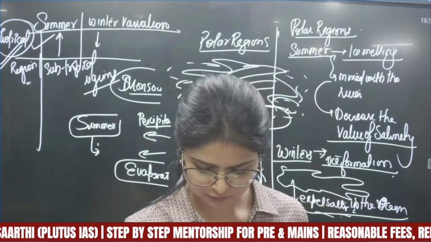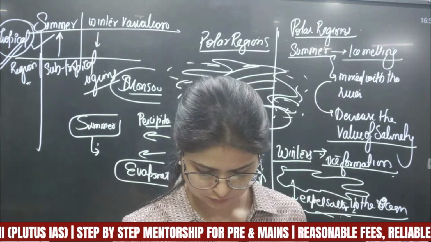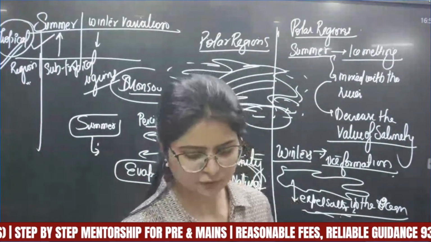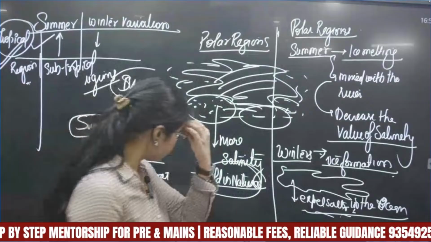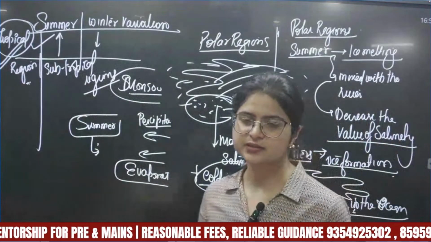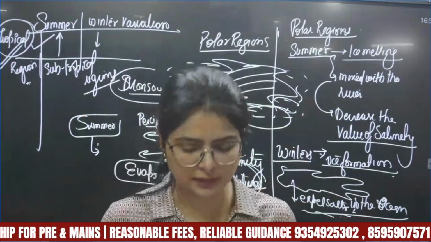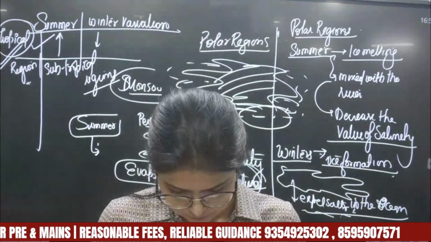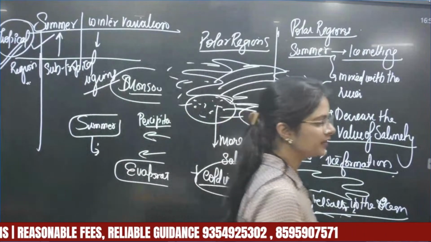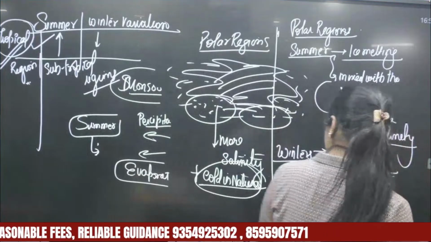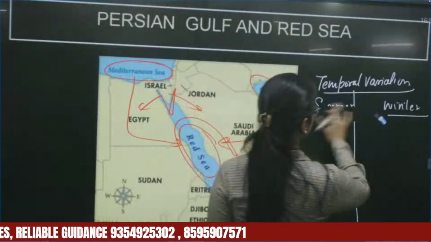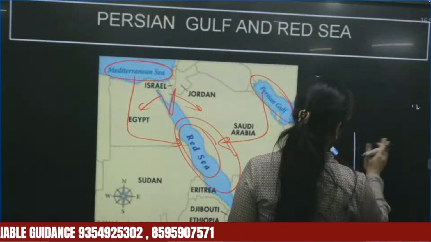Okay, write down. First, write about the factors. Factors affecting salinity of oceans. Start writing. Factors affecting salinity of the oceans. On the top, write down: the variation is influenced by various factors.